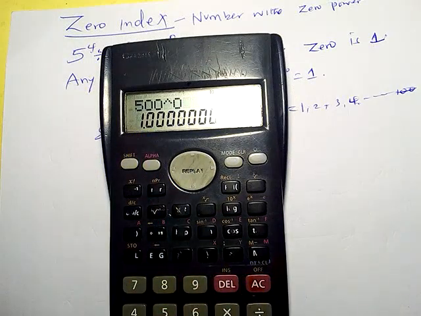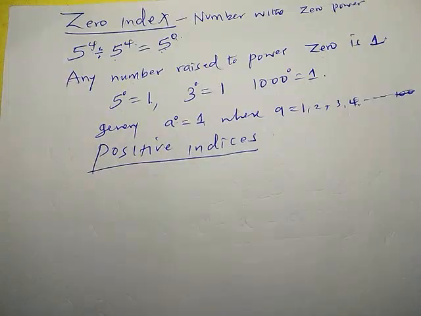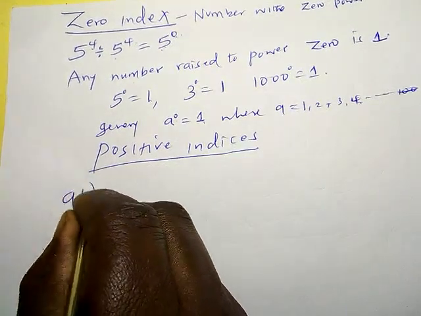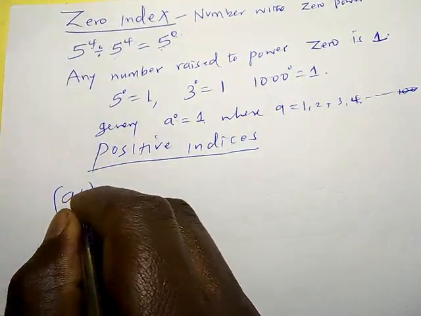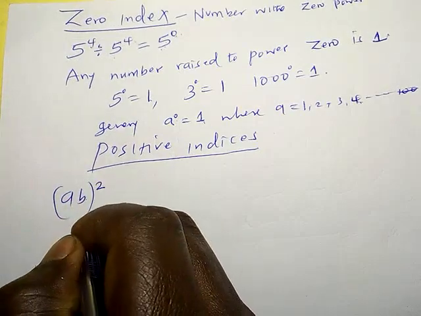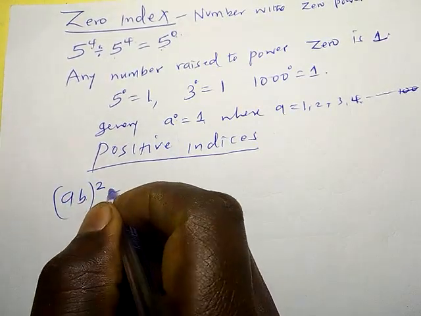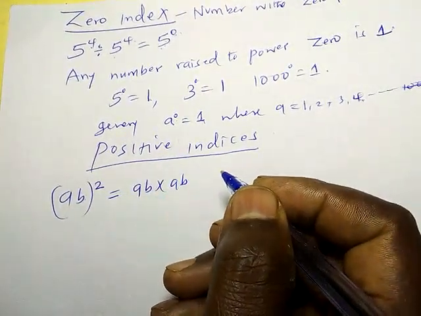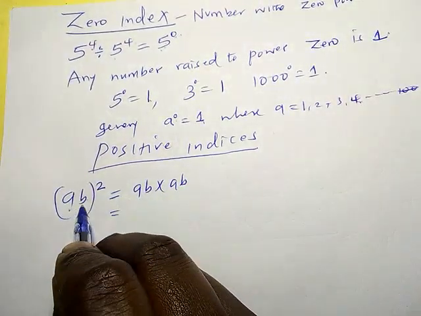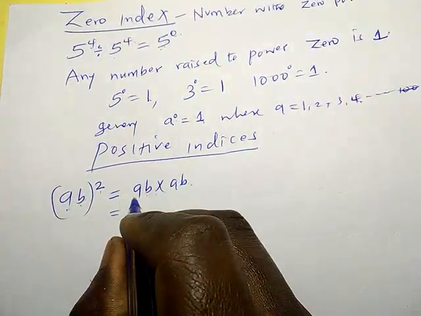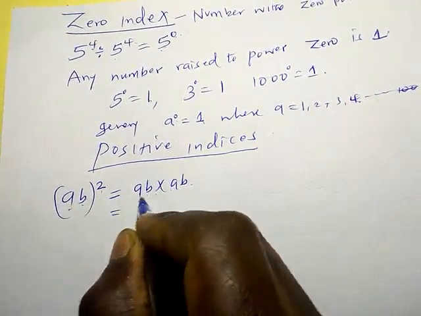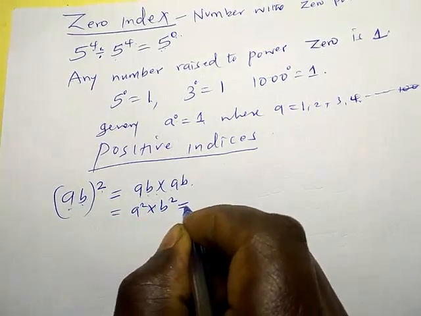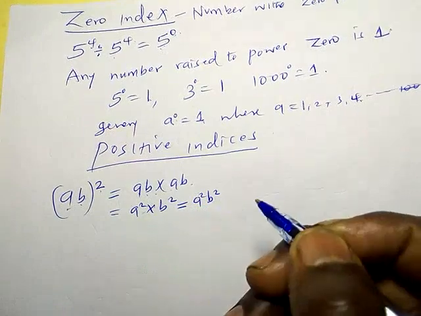Positive indices. We want to consider this example. If we have ab, a number like 20 or 40 or 50, squared, what does it mean? It means ab times ab. So (ab) squared means a times a, which is a squared, times b squared. So it equals a squared b squared.